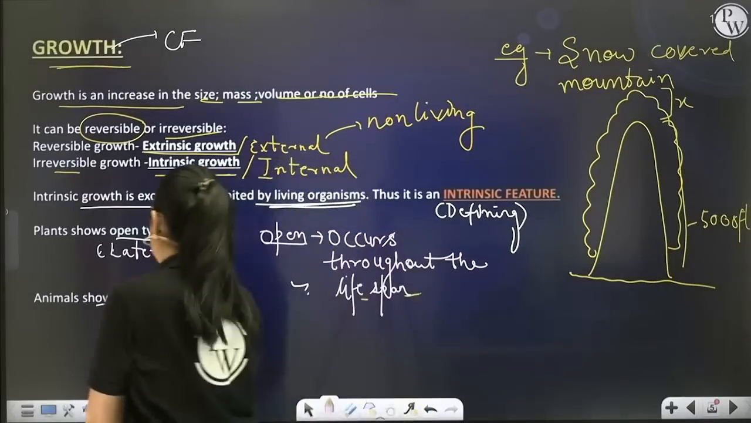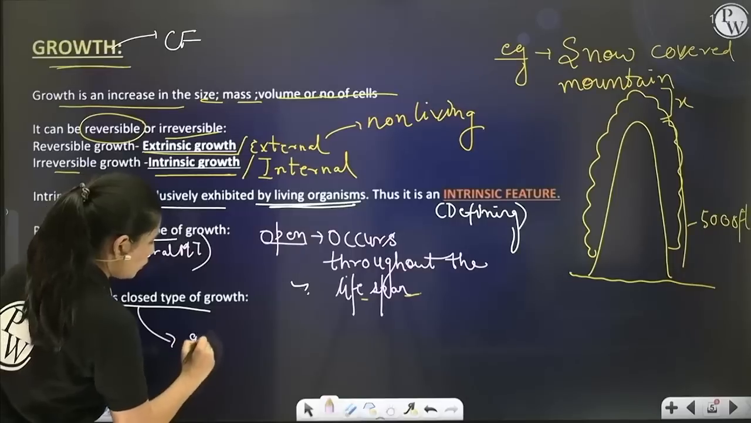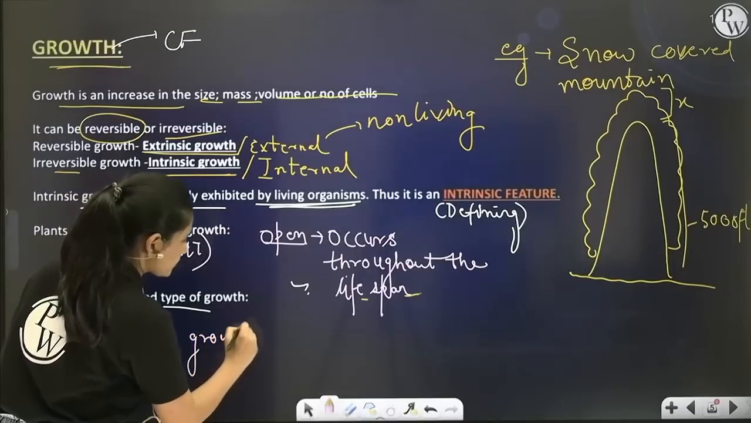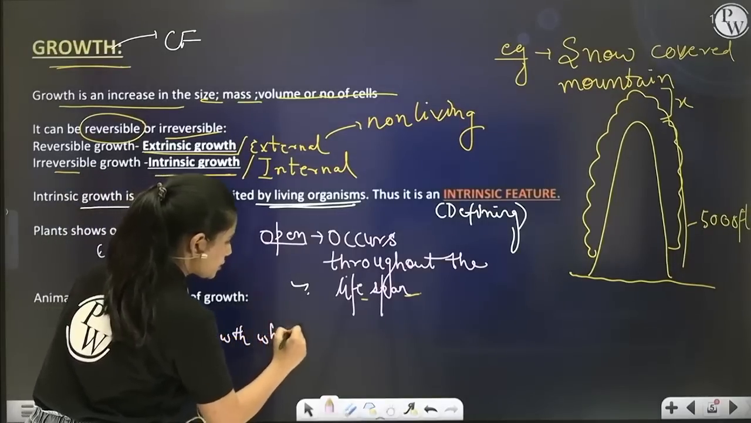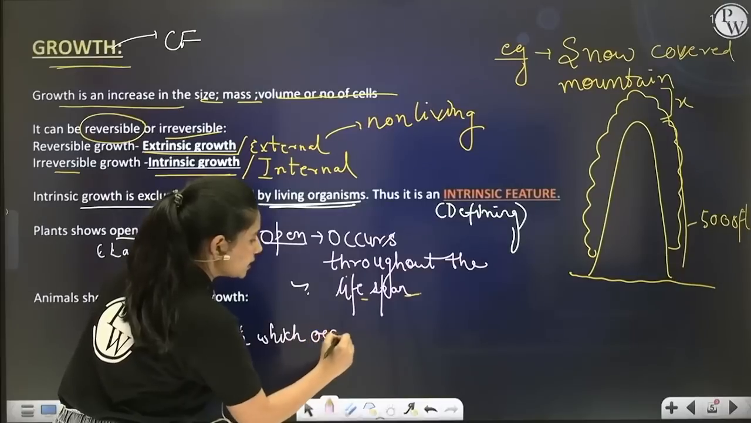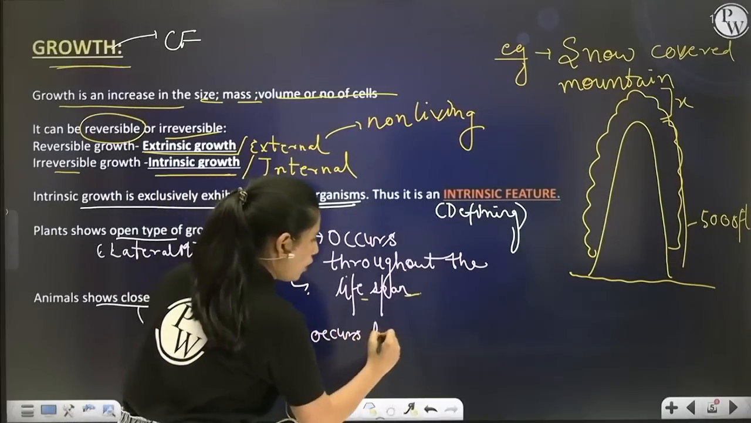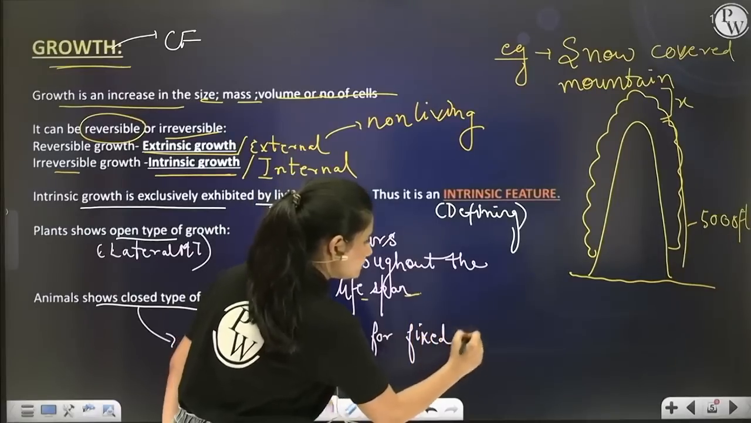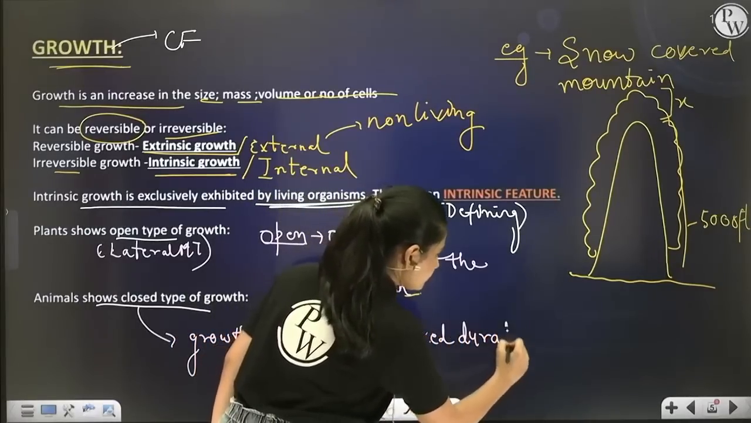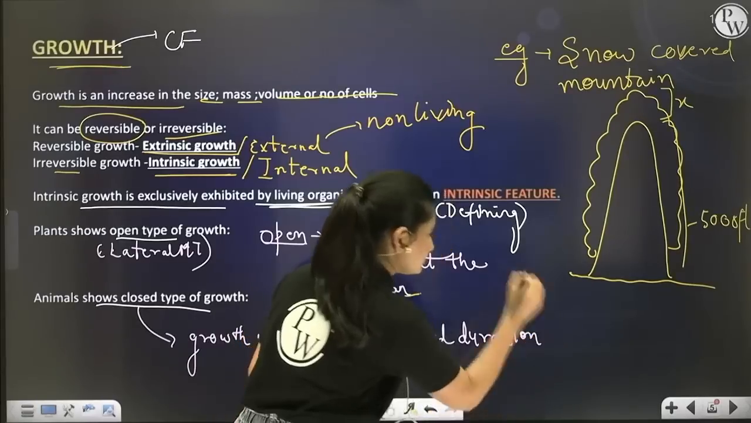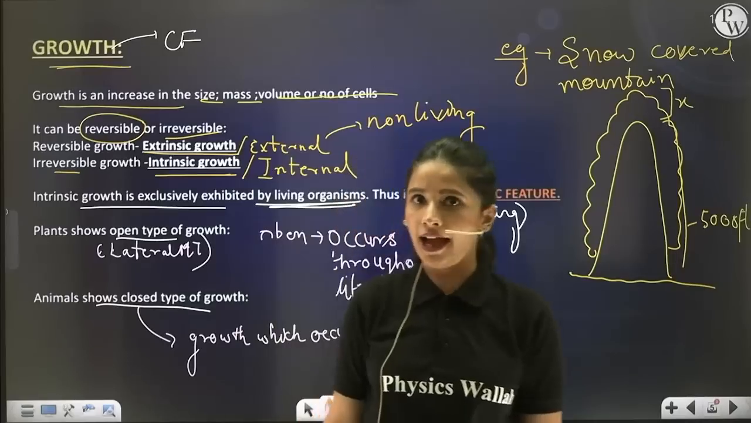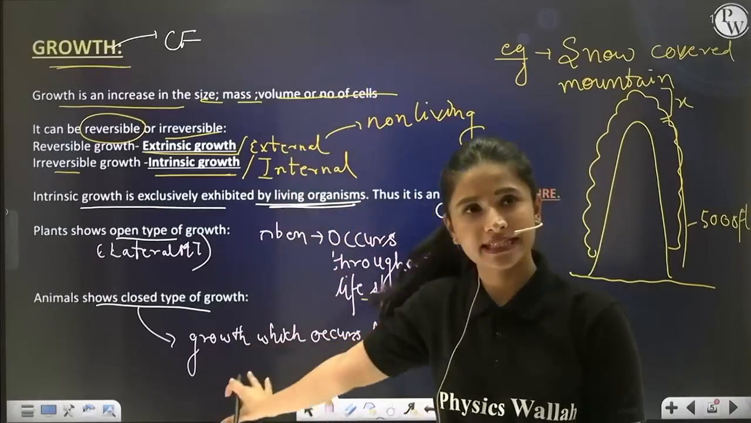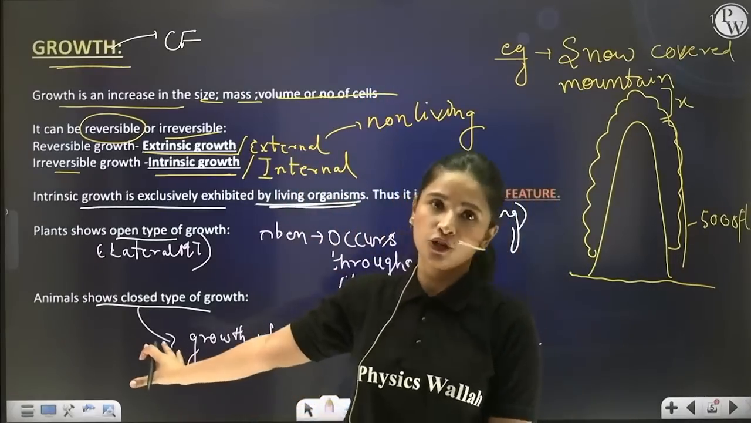What is closed type of growth? Growth which occurs for fixed duration. Clear? Yes. Very good. I hope this whole growth is clear to my every student.